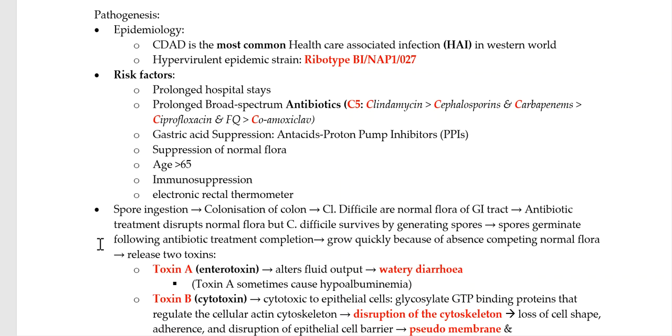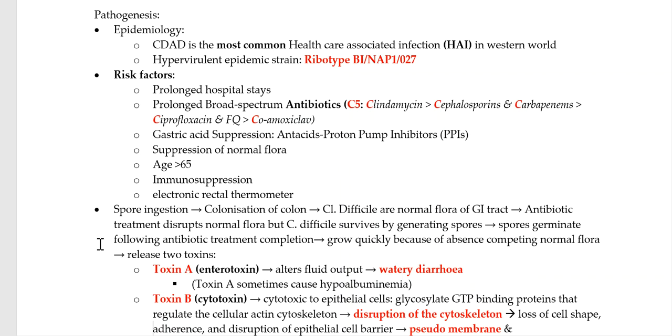Prolonged hospital stays, prolonged broad spectrum antibiotics, especially those that start with C. I remember the mnemonic C5. So clindamycin has maximum propensity to cause this. Then cephalosporin and carbapenems, ciprofloxacin and other fluoroquinolones, and co-amoxiclav. It is also associated with use of gastric acid suppression like antacids and proton pump inhibitors. Suppression of normal flora due to any other reason may also lead to this disease.